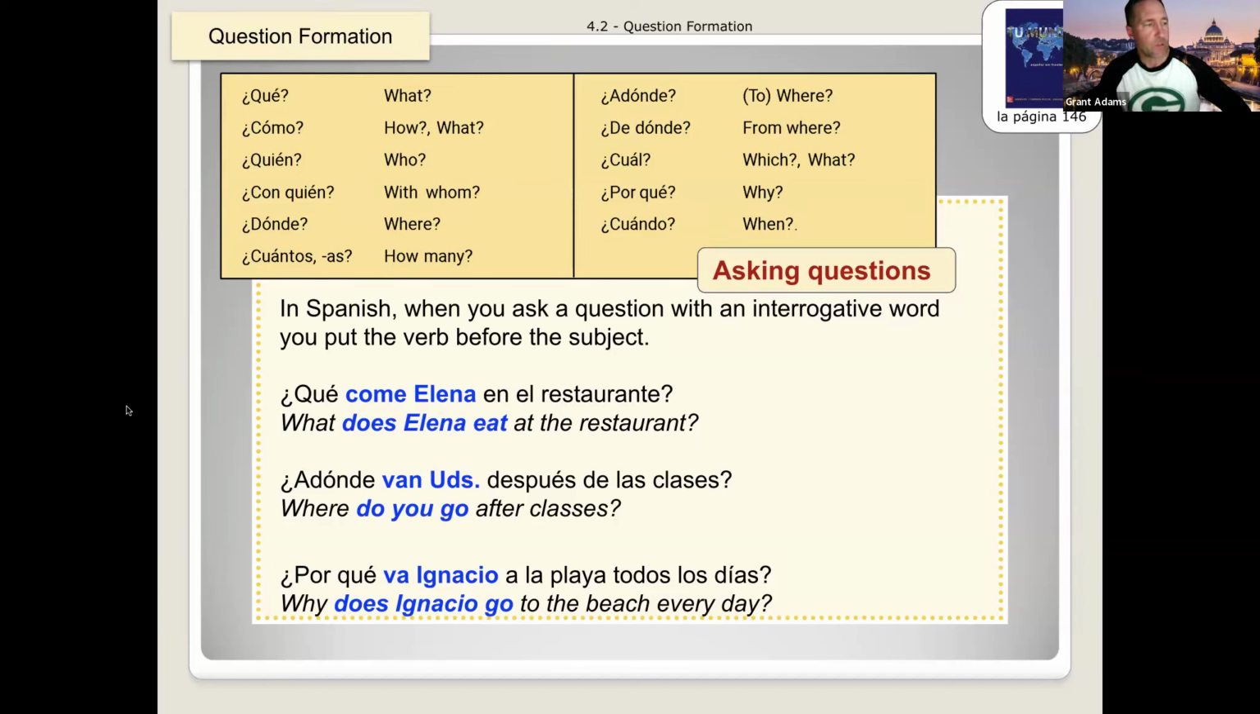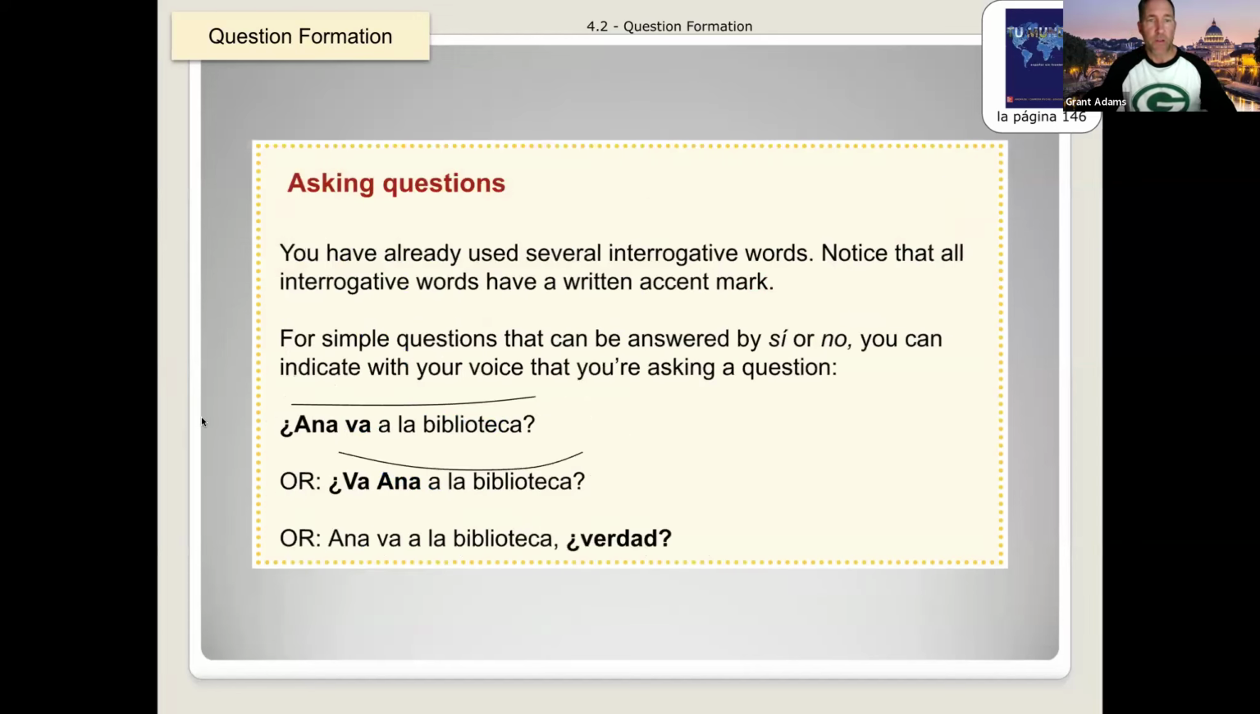Es un repaso, un breve repaso. Okay. So you have already seen several interrogative words in the other slide. Notice that all the words have a written accent mark. And for simple questions that can be answered with a sí or no, you can indicate with your voice in asking the question. So your intonation is important.